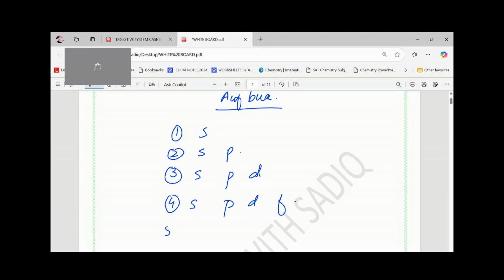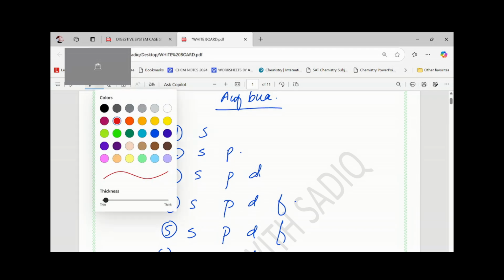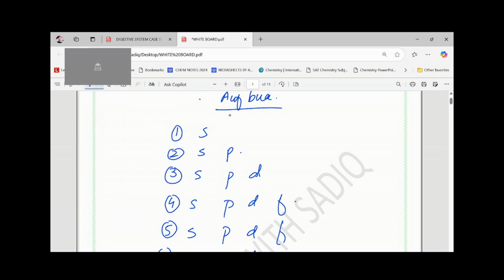Shell number 5 also goes with s, p, d, and f. Shell number 6 goes with s, p, and d. This is how we are going to be writing this rule. Now how to fill out the electrons in it? The first step is the electron will go into the first one, then it goes into the next. This is how we are going to follow the rule.